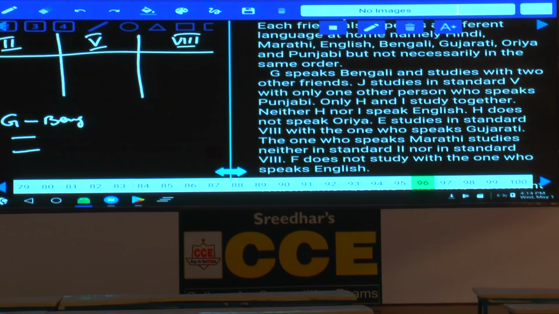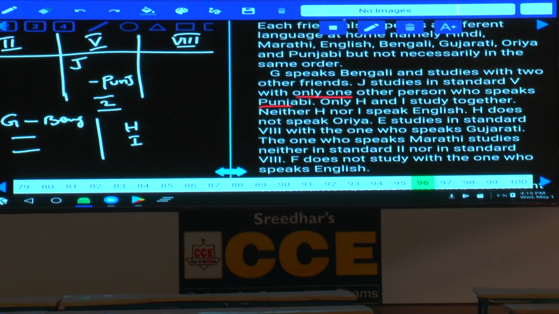G speaks Bengali and studies with 2 other friends, and J studies in standard 5. Now J studies in standard 5 with only one other person. Only one other person, that means this person must be Punjabi. J studies in standard 5 with only one other person who speaks Punjabi. And tell me how many students are studying in standard 5? Exactly 2 persons. Who are those 2? One is J and the other one is the one who speaks Punjabi. Only H and I study together. As only H and I study together, H and I study together.